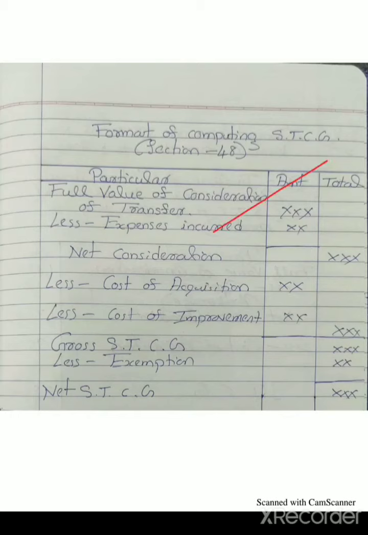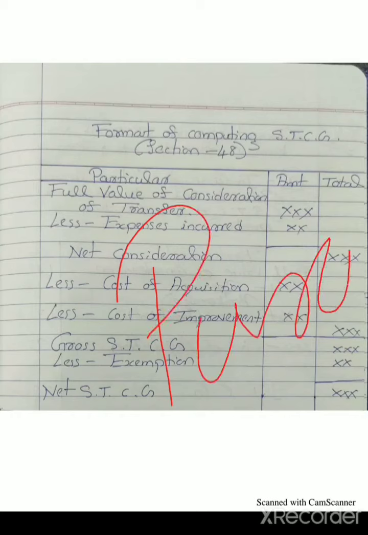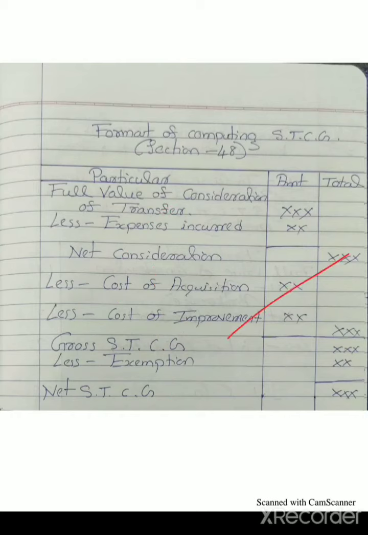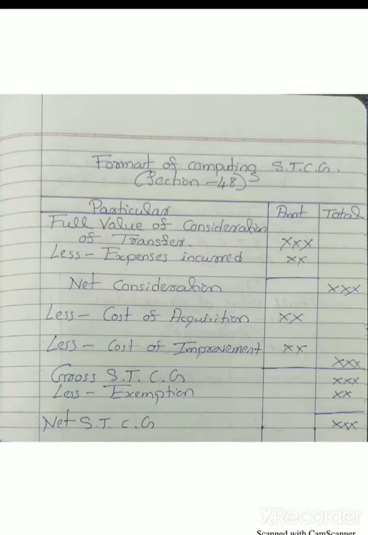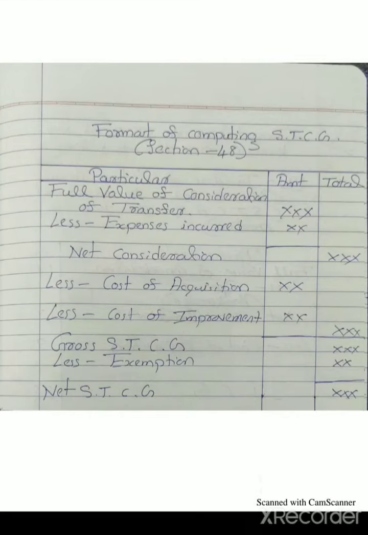If any expenses are incurred at the time of sale, those expenses should be deducted. Full value of consideration minus expenses incurred, that result is called the net consideration. Less cost of acquisition, which is nothing but the purchase cost, less cost of improvement. After deducting cost of acquisition and cost of improvement, that result is called gross short-term capital gain. Under short-term capital gain, some exemptions are applicable. After deducting exemptions, the final result is called net short-term capital gain.